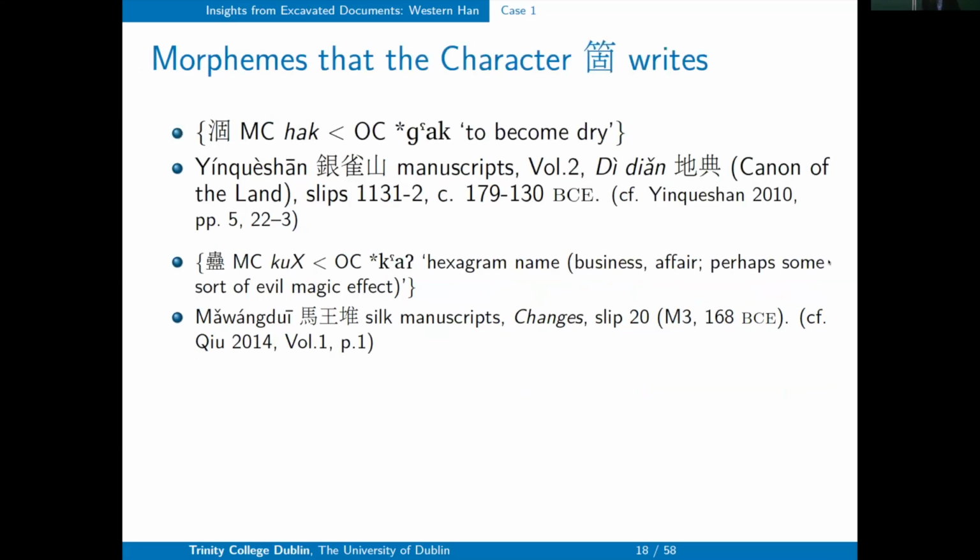And in other Western Han manuscripts, this character was also used to write other morphemes without the final E. So in the Yinqueshan manuscripts 地点, which is around 179 to 130 BCE, it was used to write a word that means to become dry. And in the Mawangdui silk manuscripts, it was borrowed to write the morpheme gu, which also didn't have the final E, but belonged to the Old Chinese Aram group.